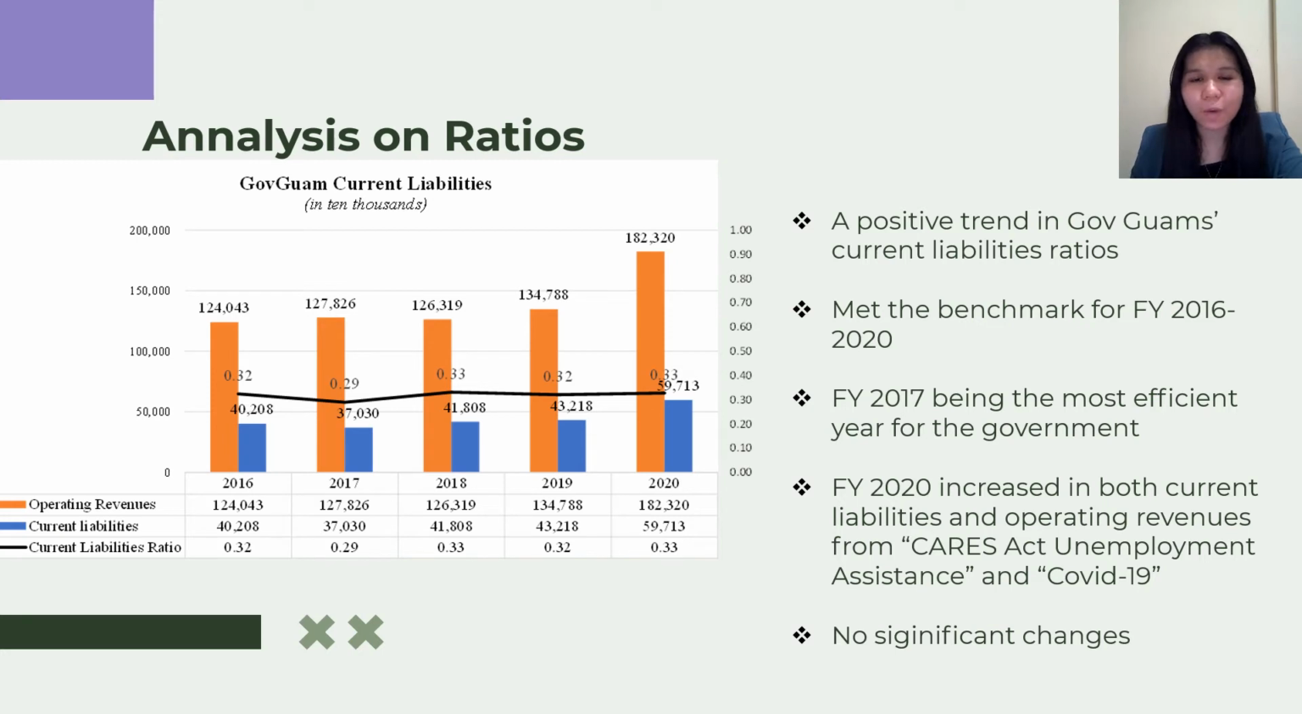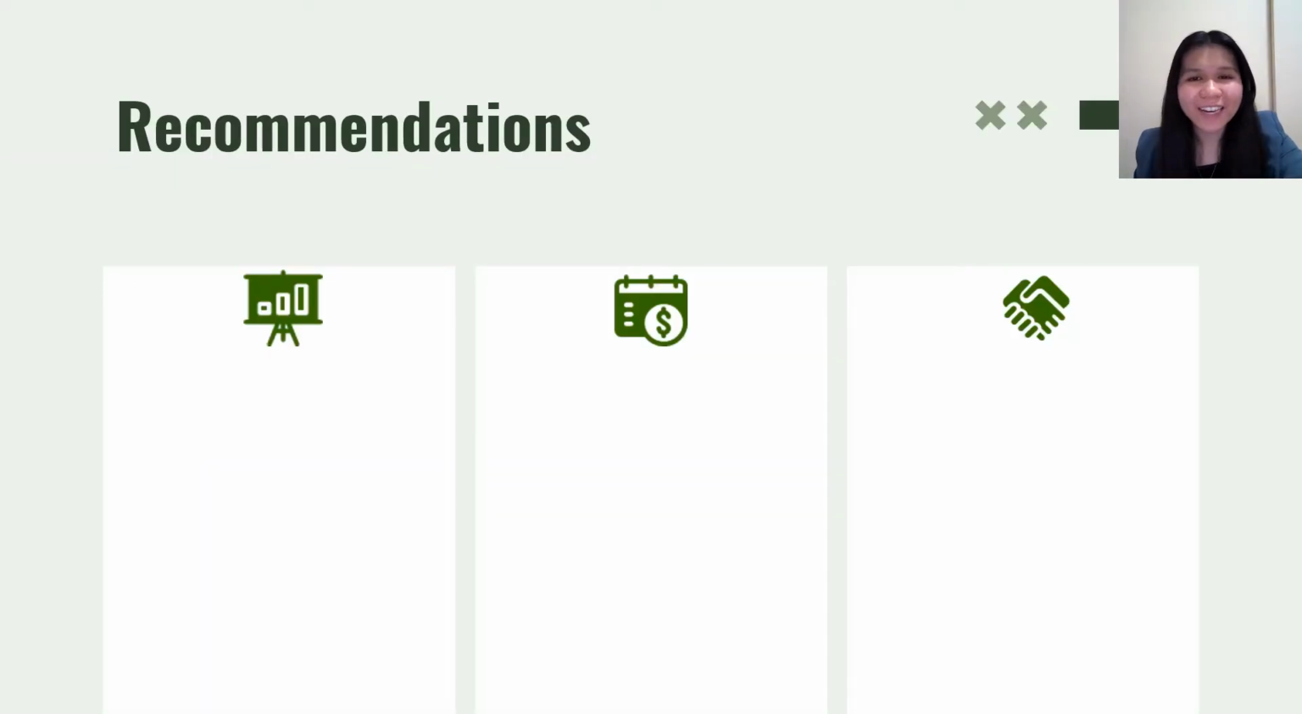Predominantly, the government of Guam shows no significant changes in their current liabilities ratios, revealing that the strategies of utilizing general revenues and paying off current debt did not vary in the last 5 years. Although findings clearly demonstrate that the government of Guam acquires more than enough revenues to cover current liabilities during all 5 fiscal years, there could have been more methods implemented to decrease the current liabilities ratios.